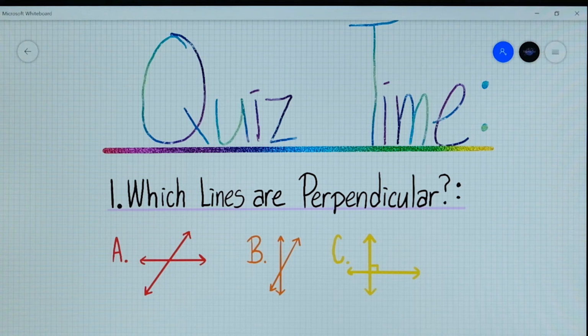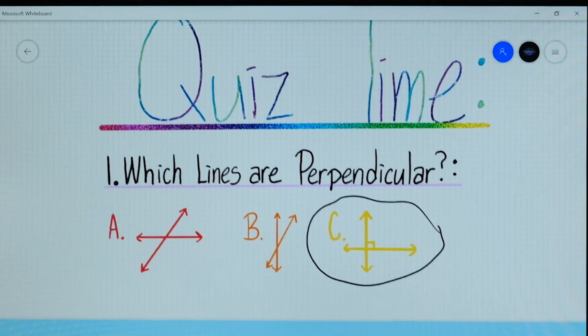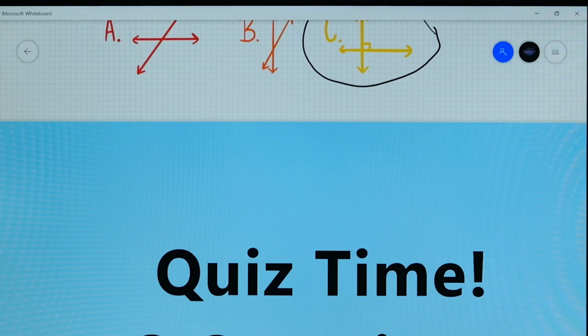So the answer is not A, because no right angle, not guaranteed. Also, it's pretty clear that it's not perpendicular. So B, also not perpendicular, just because once again, no right angle. Finally, C is perpendicular because they have the right angle here, meaning they are perpendicular. So on to the next question.